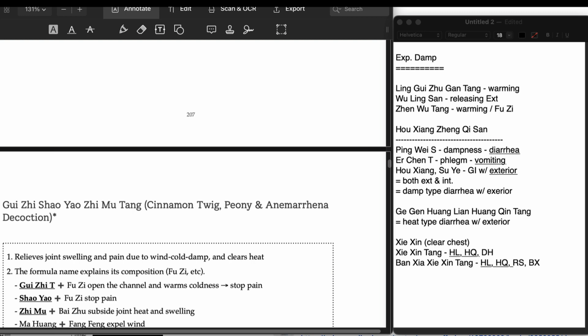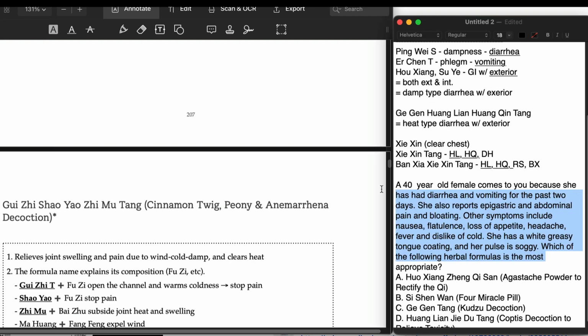Let's take a look at this question. A 40-year-old female comes to you because she has had diarrhea and vomiting for the past 2 days. She also reports epigastric and abdominal pain and bloating. Other symptoms include nausea, flatulence, loss of appetite, headache, fever and dislike of cold. She has a white greasy tongue coating and her pulse is soggy. Which of the following herbal formulas is the most appropriate?